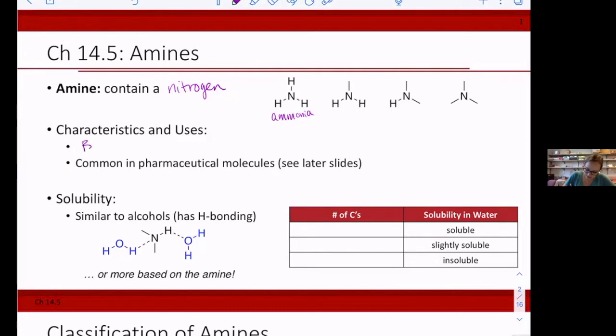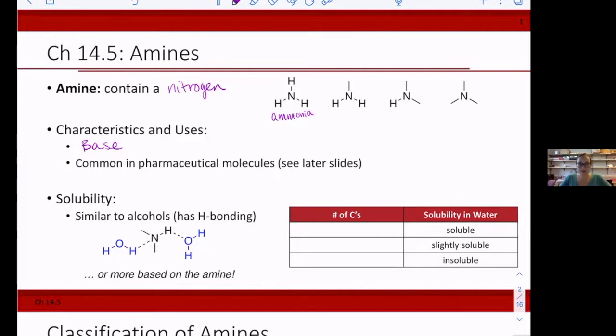So some characteristics and uses. One of the big ones is that it's used as a base in a reaction. Those lone pairs on those nitrogens really like to interact with hydrogens, and so it'll steal hydrogens away from other things, acids such as carboxylic acid, like we talked about in section 2, I believe. And additionally, amines are super common in pharmaceutical molecules. We'll have some examples in later slides where we talk about some pharmaceuticals and the amines in those molecules.